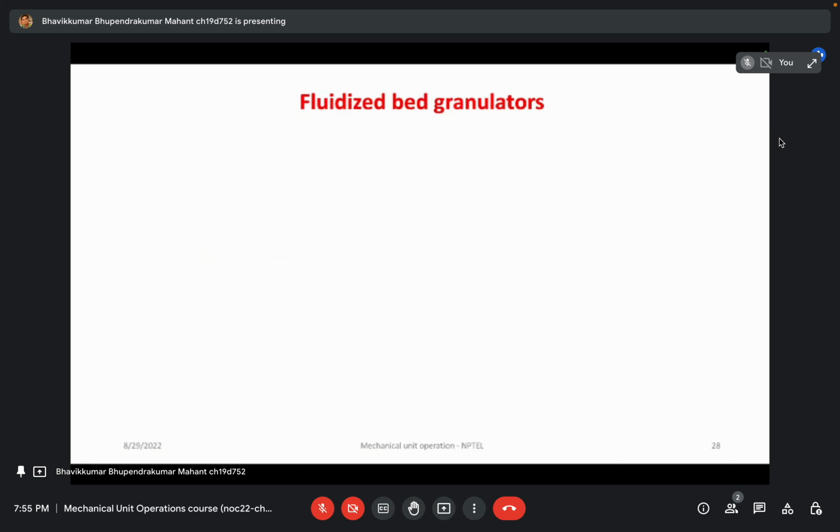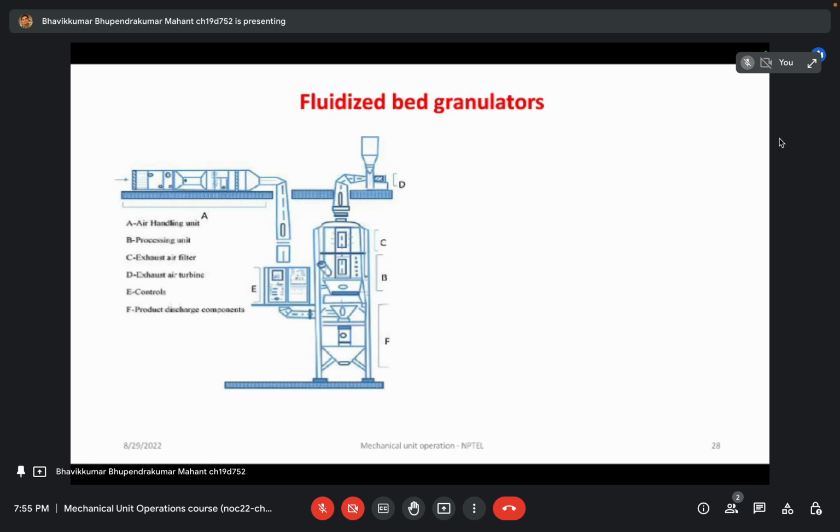Now fluidized bed granulators. This is a typical fluidized bed unit, with an air handling unit which has a dehumidifier for the air we use for fluidizing our material. With this control panel, and this is the processing unit, where we put the solid material and provide the air from below. There should be a filter mechanism, so if some fine particles are there, they can be stored in bag filters with the help of blowers, and product discharge takes place at the end.